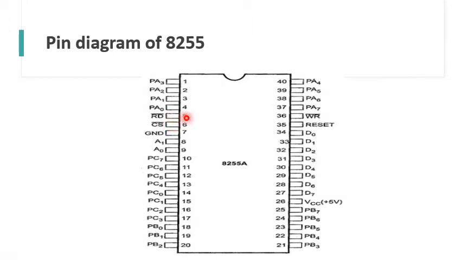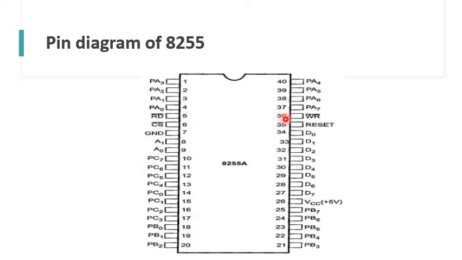Coming to the 5th pin, that is RD bar. This is also an active low input pin used by the microprocessor to tell 8255 that it wants to read data from one of its ports. I have told that it is having 3 ports, port A, port B and port C. If the microprocessor wants to read any data from these 3 ports, it will send an active low signal to this particular pin number 5.